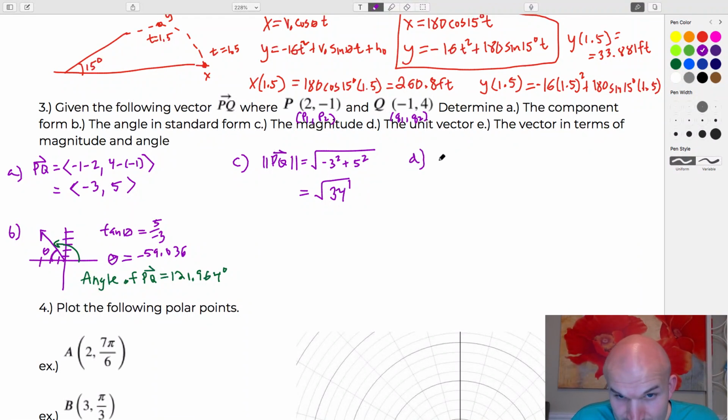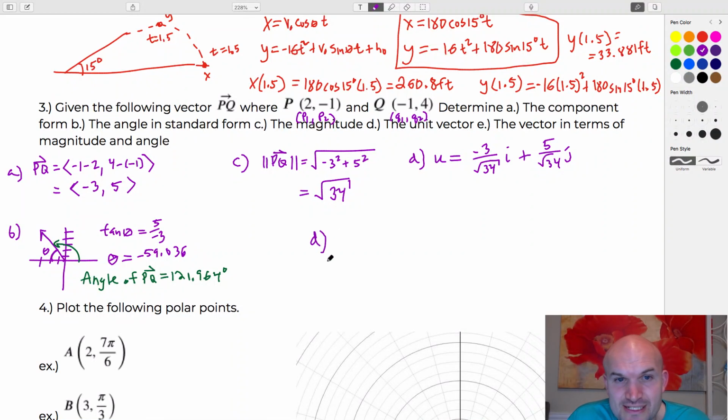D is going to be the unit vector, which I'll call U. Remember, it's just the vector divided by its magnitude. Since I'm writing the vector in terms of i and j, I can just do negative 3 over square root of 34 i plus 5 over square root of 34 j. And that's basically all I really need to do. I'm just taking 34 and dividing both of the terms of my component vector by it.